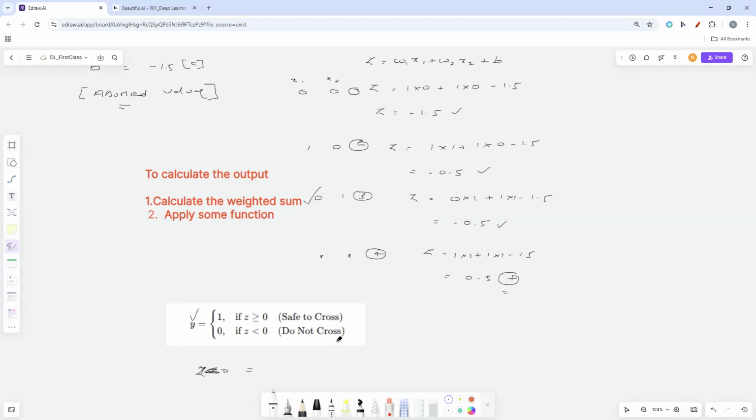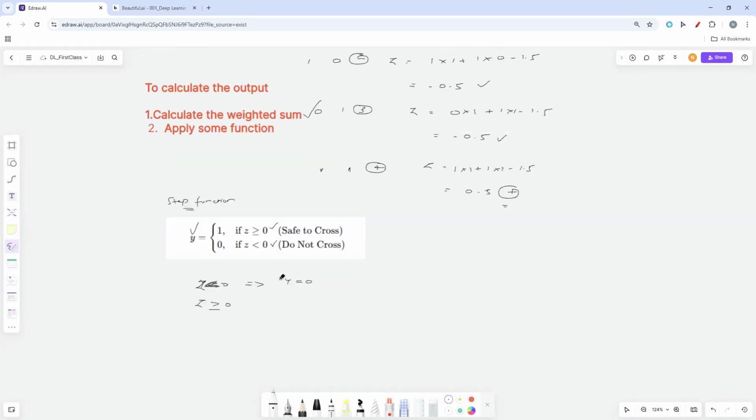So what does it mean? The y value is 0. And if the z value is greater than or equal to 0, then y equal to 1. This function is called the step function. This is a mathematical formula. I'm not deriving anything. This is the step function that we would have used during our BTech time.